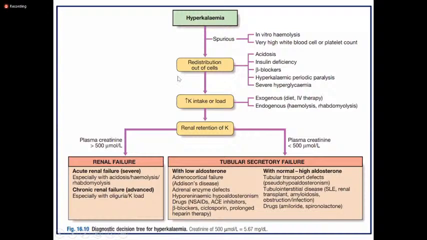So after you've done all that, you'll be probably at this point in the table. So you'd want to look at their plasma creatinine level. Of course, if it is elevated, you think of renal failure, which can be acute or chronic. And if the plasma creatinine is less than 500, then you'd think of the other causes that we've discussed, not forgetting the role of the different drugs that we've mentioned. I guess you can have a look at this at your own free time as well.